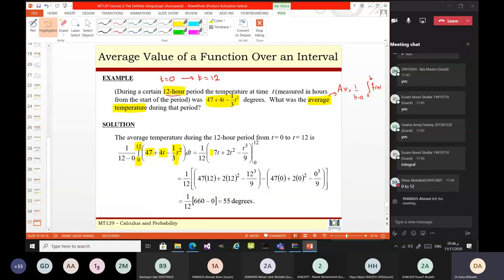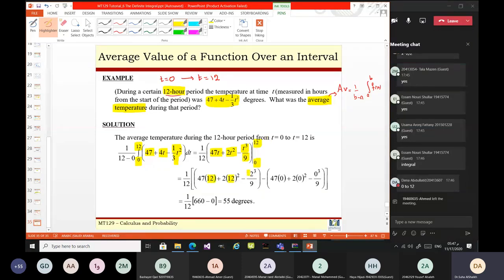Integration of 47 is 47t. Integration of 4t is actually 4t square over 2. It will be 2t square. And the integration of t to the power 2 is t cubed over 3, and I have a 3 as well there. It will be t cubed over 9, and the integration is from 0 to 12.